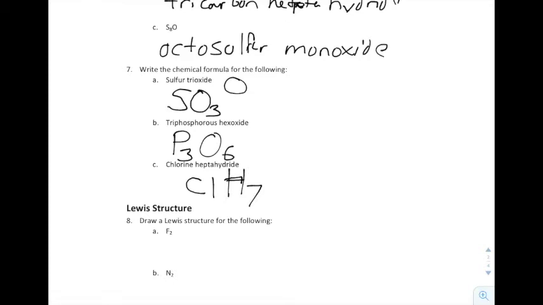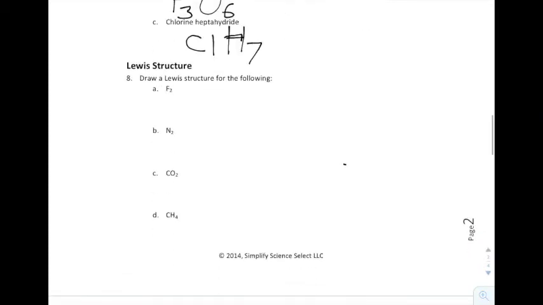Okay. Now it wants me to draw Lewis structures for the following. And remember, anytime you see Lewis, that means we're talking about valence electrons. So whenever I draw the Lewis structures, I would say, okay, fluorine has 7 available valence electrons. I know that because of its position on the periodic table. It's in group 17, so it has 7 valence electrons. There are 2 of them, so I have 14 valence electrons in order to satisfy both fluorine atoms.